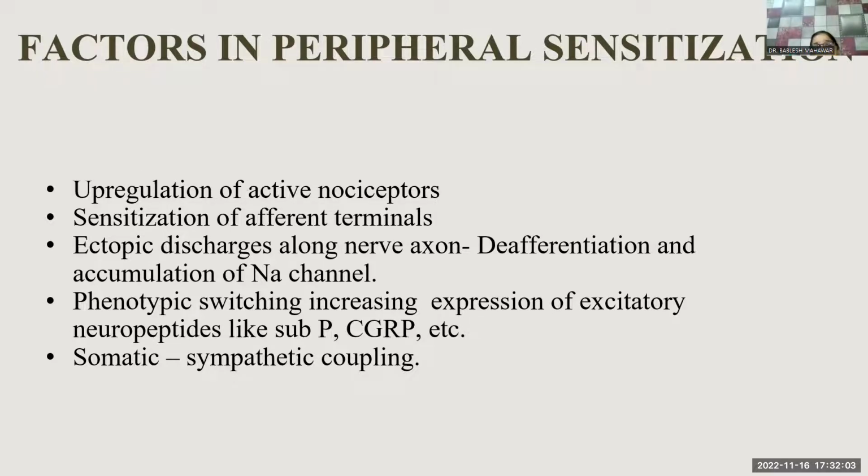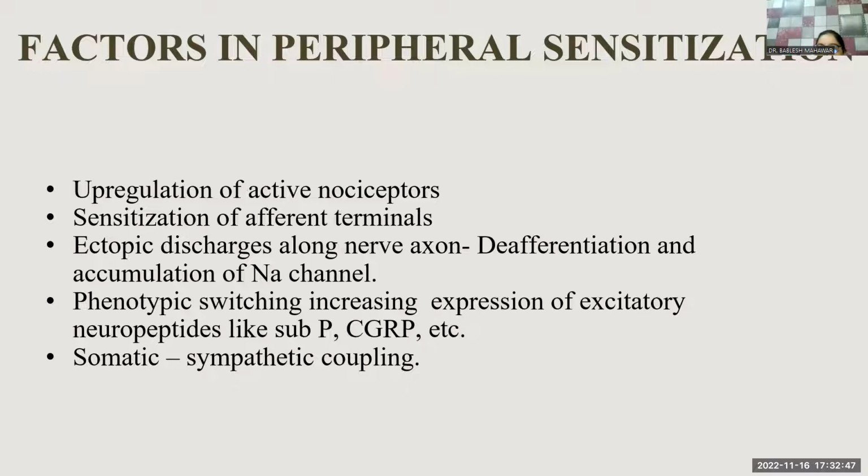And then there are ectopic discharges along the nerve axon, which give deafferentation and the accumulation of sodium channels. What is this deafferentation pain? There are so many neurons, axons and dendrites. When the action potential is generated along the entire pathway, the cell membrane is designed as a semi-permeable membrane, and it has so many sodium channels in it.